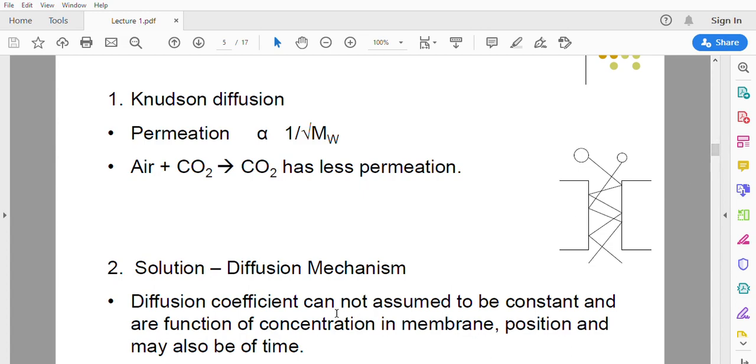Now, in the solution diffusion model, we generally cannot assume the diffusion coefficient as constant, but sometimes it is constant also. And if it is not constant, then it will be a function of concentration in the membrane and the position. And sometimes it may also depend upon time. So we will discuss all the conditions later.